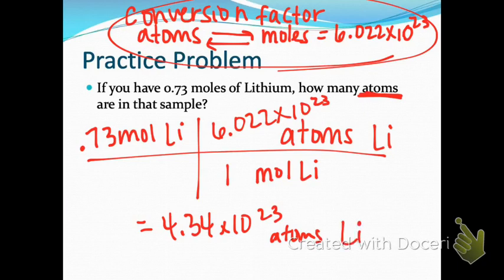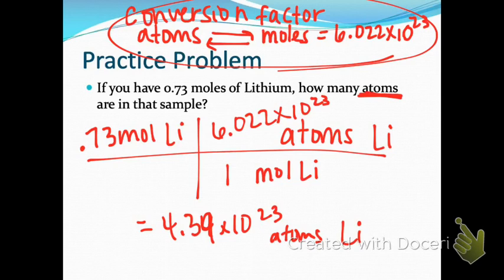I think you put 0.72 instead of 0.73. Oh, you're right, I did. Thank you. My bad. 4.39. There we go. Easy fix. 4.396 could round up to 4.4. That's fine. 4.39 times 10 to the 23rd atoms of lithium.